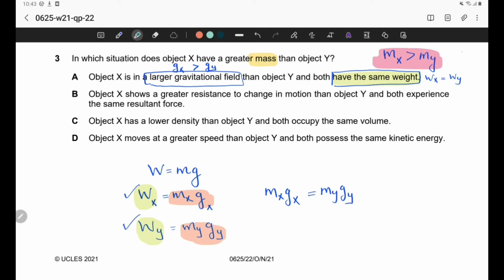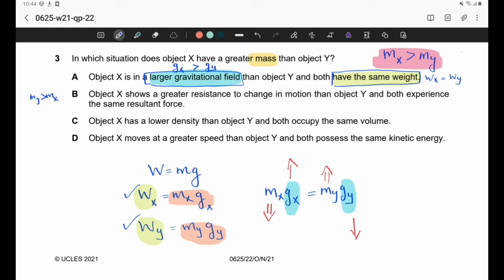In the question it's given that gx is greater than gy. That means gy must be smaller. In order to equalize this, the mass of X must therefore be a smaller value compared to the mass of Y. So in option A, we can conclude the mass of Y must be greater than the mass of X, which does not satisfy the condition given in the question. So option A is wrong.